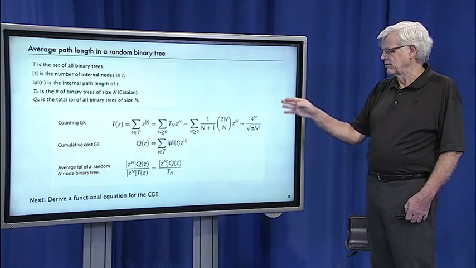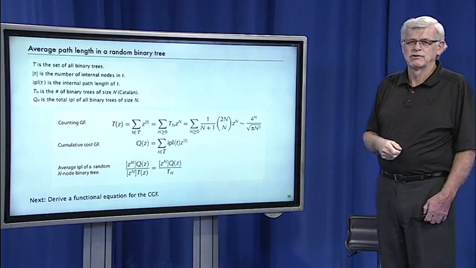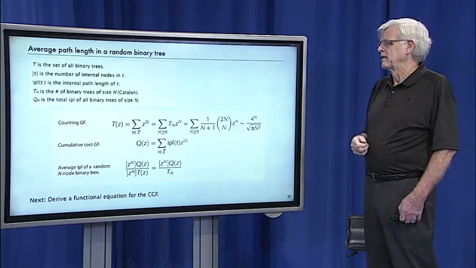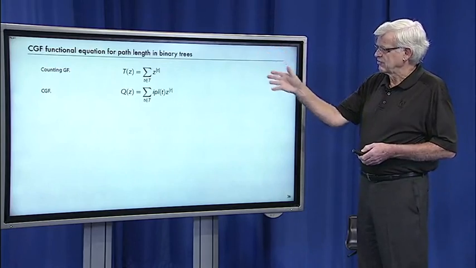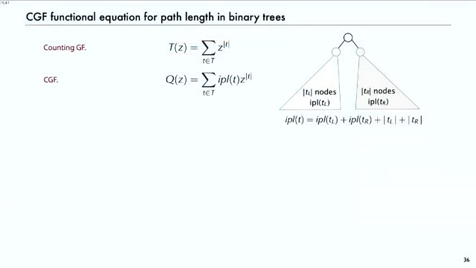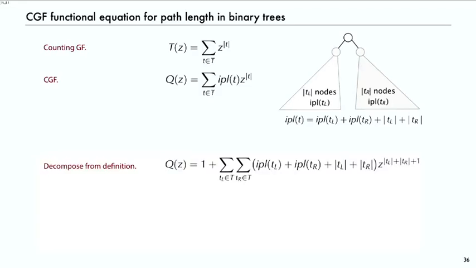And so now what we have to do is analyze that cumulative cost generating function, and that's what we'll do next. We have the counting GF and we have the cumulative GF. And we're going to use this recursive relationship, slightly different but pretty similar to the one that we just talked about. The internal path length of a tree is equal to the internal path length of its 2 subtrees plus the number of nodes in the 2 subtrees.